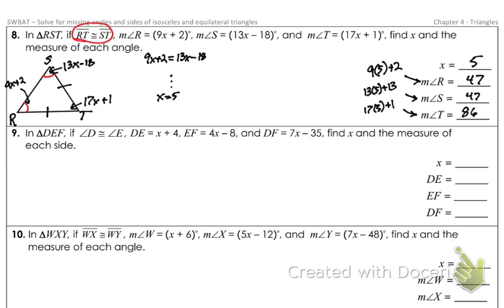Did you hear me say I already knew S was 47? How did I already know S was 47 without doing any work? Yeah. They have to be congruent. So if I found R, S better be the exact same. Otherwise, I made a mistake somewhere in there.